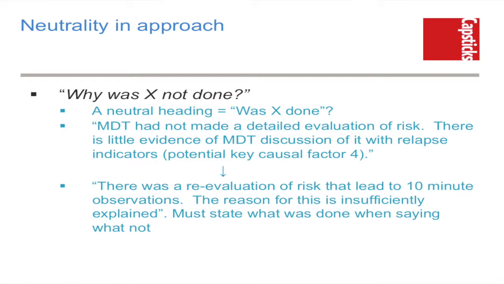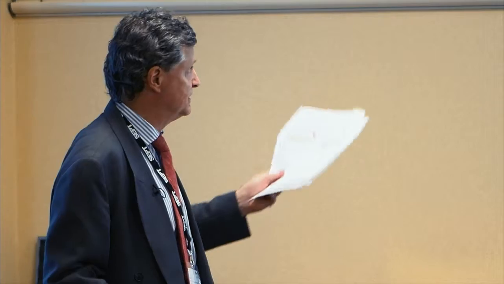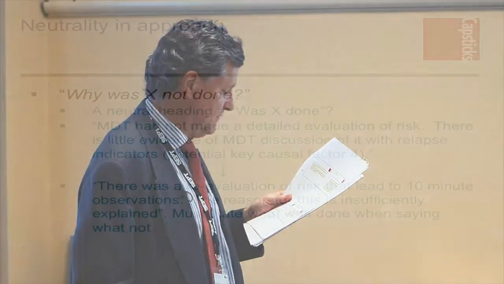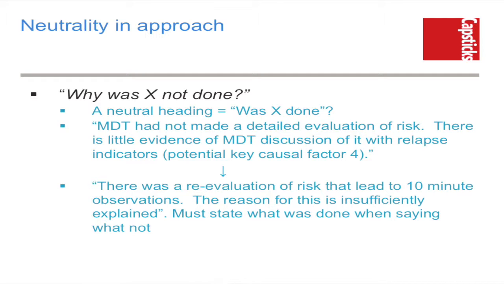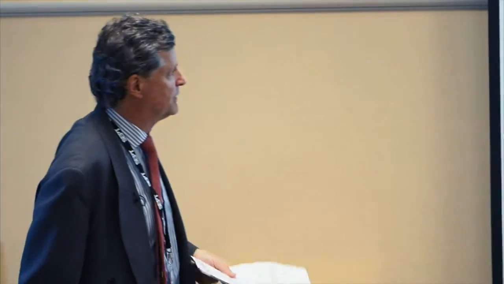Right, why was something not done? First of all, why would you have a heading like that? Why don't you have a heading which says, was something done? And in this one, the writing is hard to read, but I'll read it to you. The MDT had not made a detailed evaluation of risk. This is a real report. There's little evidence of MDT discussion with relapse indicators, and then they say it's a potential causal factor. Well, what the hell does that mean? It's either a causal factor or it isn't. What it means is the panel don't really know, but it looks good. So it's rubbish.